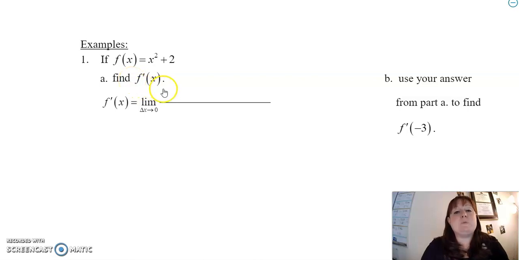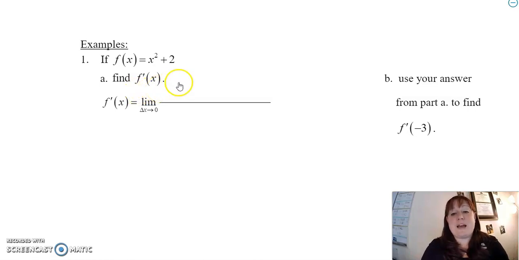And f prime of x basically means give me a function that is in terms of x, right? It'll still have an x in it, that I can put any x value in it and it will tell me the instantaneous rate of change at that exact moment. So f prime of x is going to be a function still. It's going to have some kind of x in it, probably.